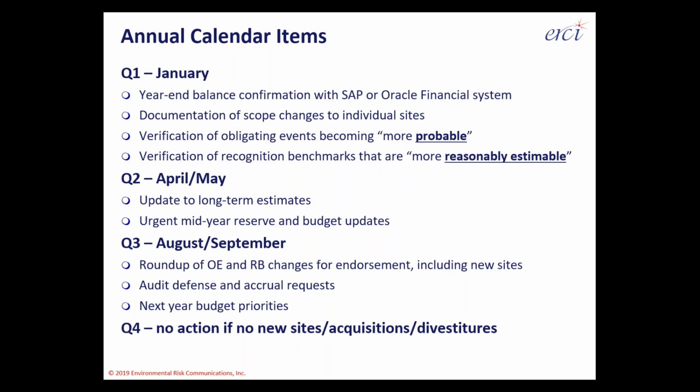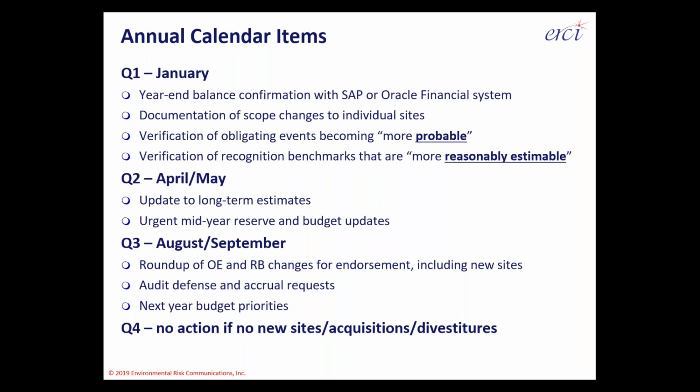environmental liability year with the calendar year. So the work in Q1 normally involves things like year-end balance confirmation within SAP or Oracle Financials, documentation of any scope changes to individual sites, verification of obligating events that have become more probable, or verification of recognition benchmarks that have become more reasonably estimable in the preceding quarter or two.